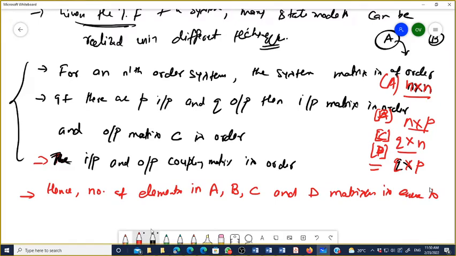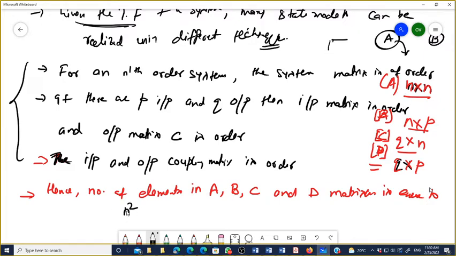Anyone, number of elements in ABCD कितने होंगे? A में कितने एलिमेंट होंगे? प्लीज टेल मी. n square. Very good, n square, क्योंकि A n ऑर्डर का है, देखिए n रो n कॉलम का है, तो टोटल नंबर ऑफ एलिमेंट कितने हो गए? n स्क्वायर.